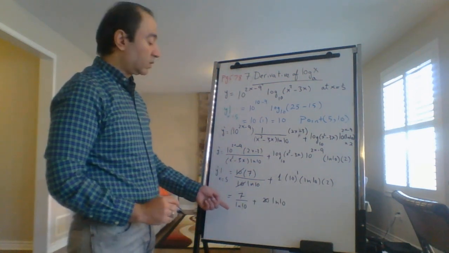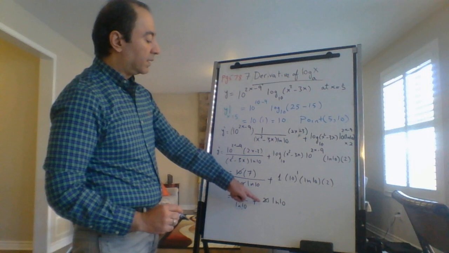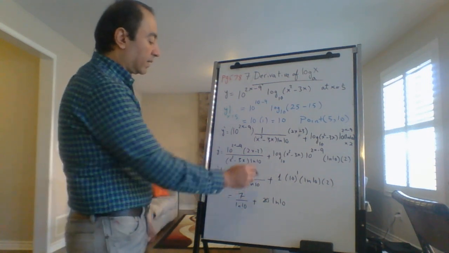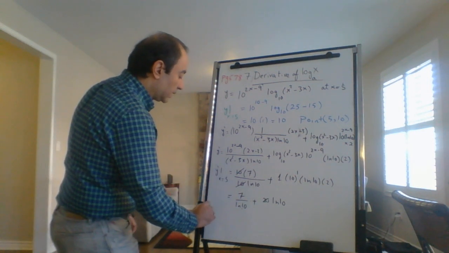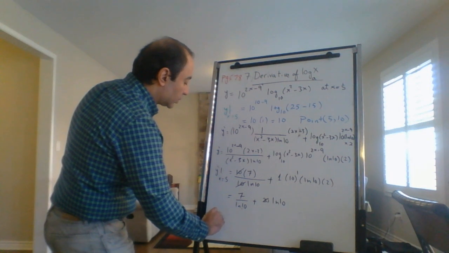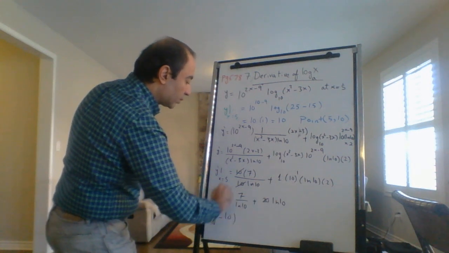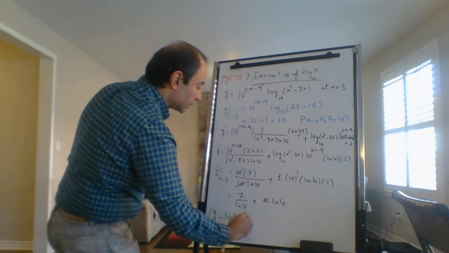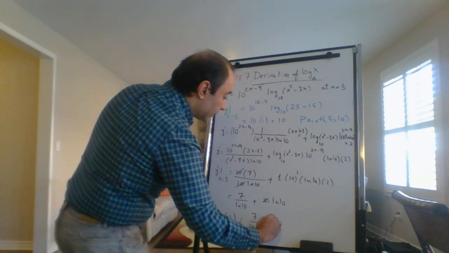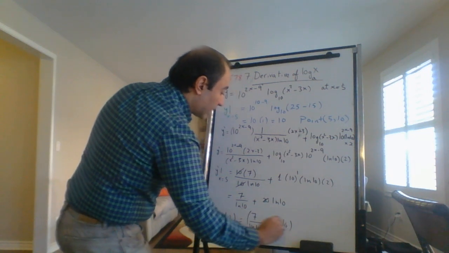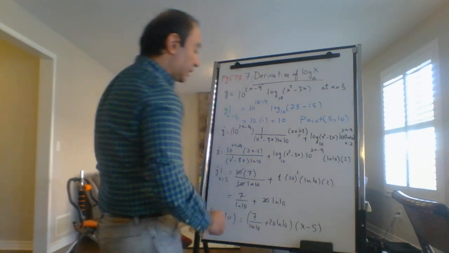Of course, you can use your calculator and calculate what is ln 10 and the 7 divided by that number, and here 20 times ln 10, and that will give you a number. But if you want to leave it in exact form, it will be fine. So the equation will be y minus y1, which is the point, which is 10, equal m, which is the slope of the tangent at x equal 5, which is this, 7 over ln 10 plus 20 ln 10, times x minus x of the point, which is 5. And this is the equation.